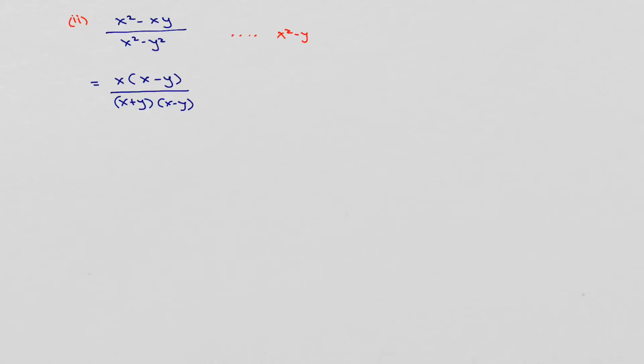x squared minus y squared is equal to (x plus y)(x minus y). So that's our difference of two squares. And remember, we don't have that in our maths tables. We need to spot that offhand, okay?